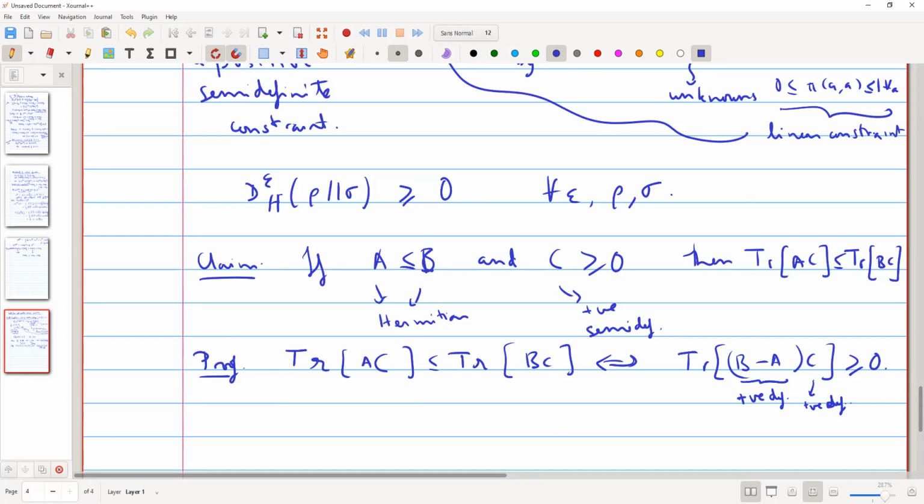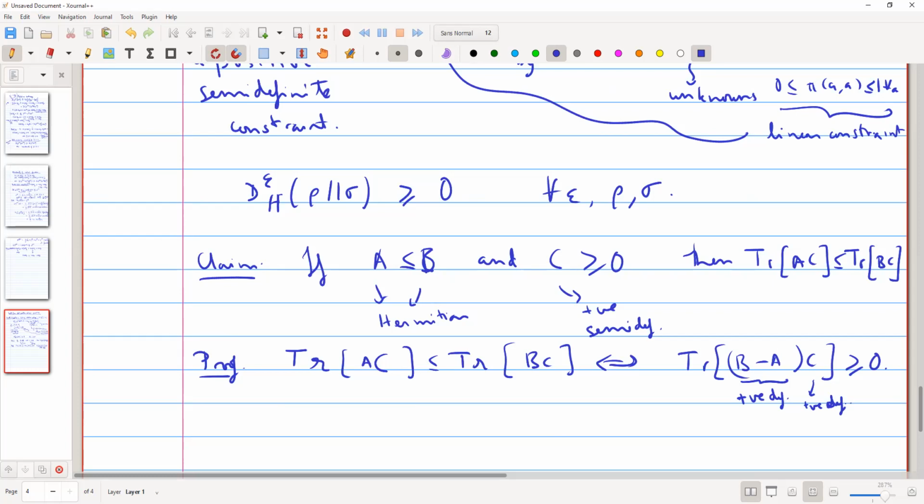Now, why is this not an obvious statement? In fact, why is this a rather non-trivial statement? It is because if M is Hermitian and N is Hermitian, in general, MN is not Hermitian. In fact, MN is Hermitian if and only if MN equals NM, in other words, if M and N commute. But there's no reason B minus A will commute with C. So you cannot claim that, okay, fine, B minus A is positive semi-definite, C is positive semi-definite, but the product is positive semi-definite.